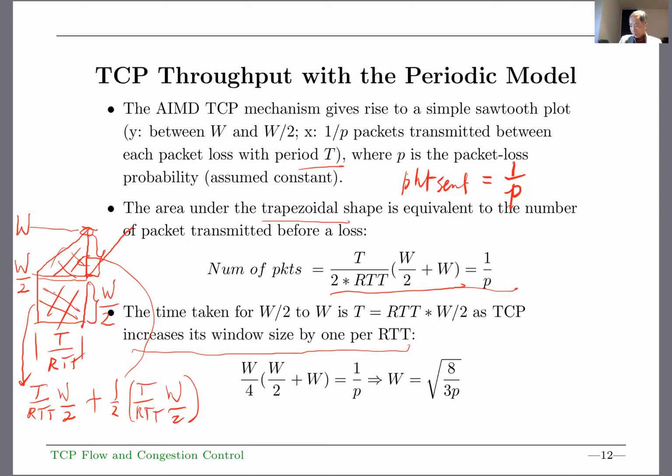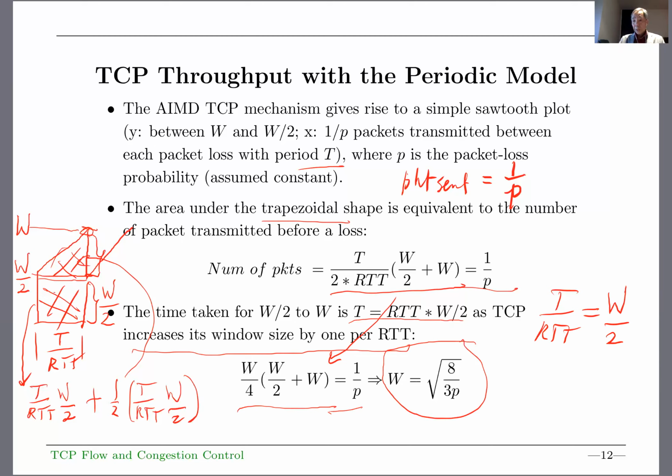Okay, so we also know that within T over RTT, the window size has incremented by W divided by 2. So in fact, we can replace T by this relationship. If you do that, T over RTT is equal to W/2, then you have this go into here. And therefore W is just a function of the loss probability. Okay, this we will use later on.